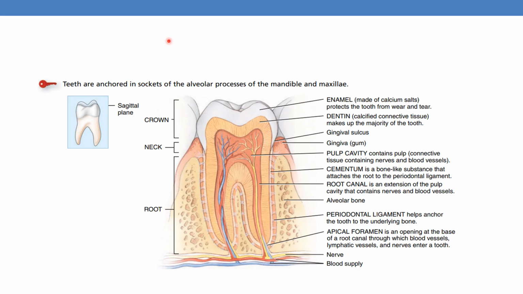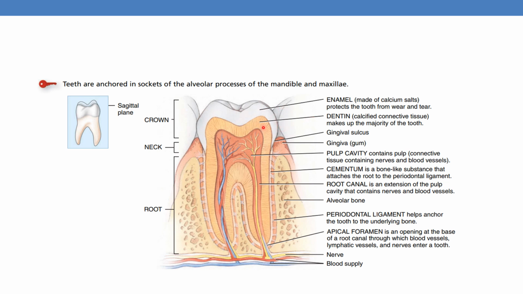Here you can see the teeth are anchored in sockets of the alveolar process of mandible and maxillae. This is the crown, the visible portion. Between root and crown is the neck. And finally the root, and some more parts we will be discussing here. Enamel. Enamel is made of calcium salts. It protects the tooth from wear and tear. And enamel is the hardest part of the body.